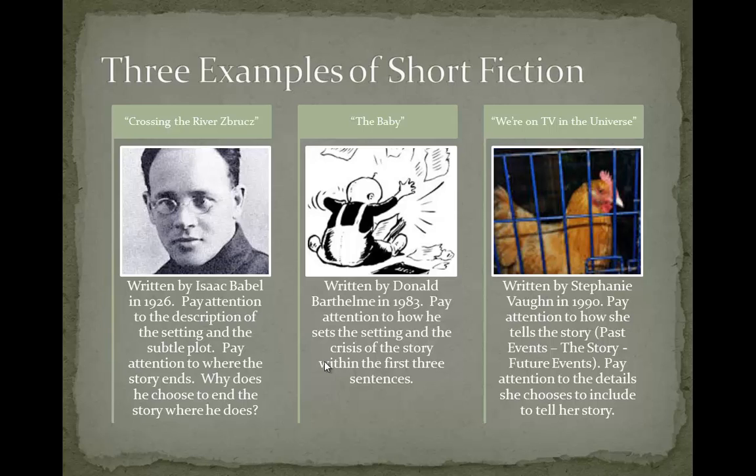This is a more complex telling, right? It starts with past events, and then it goes into the actual story of the car wreck, and then future events, the effects of this car wreck on the speaker of the story.